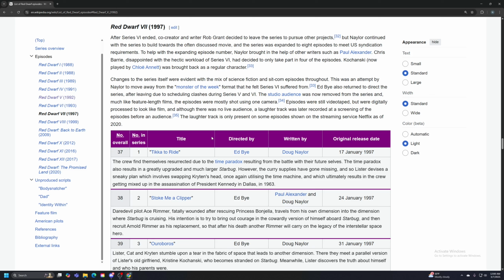Although there was no live audience, a laughter track was later recorded at a screening of the episodes before an audience. The laughter track is only present on some episodes shown on the streaming service Netflix as of 2020.